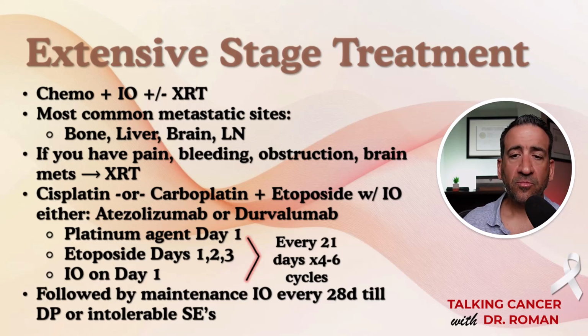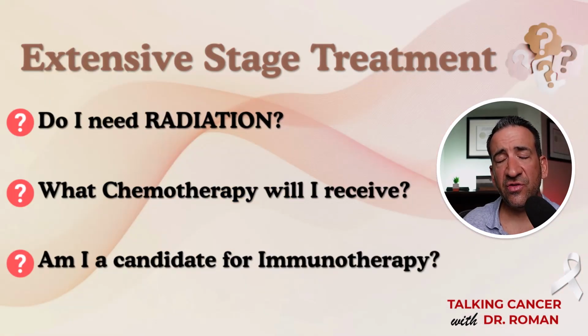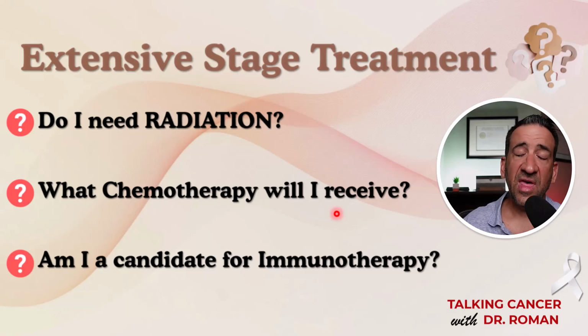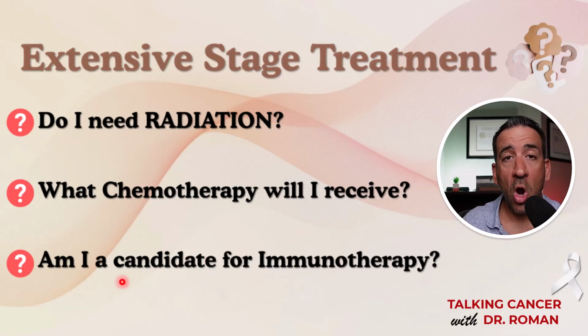All right. So if you have extensive stage small cell lung cancer, the questions to ask is, do you need radiation? Okay. Do you have pain, bleeding? Well, we already covered. What chemotherapy will you receive? Once again, chances are it will be cisplatin or carboplatin together with etoposide plus an immunotherapy if you're a candidate, and then you will remain on maintenance immunotherapy. So obviously ask the question, are you a candidate for immunotherapy? All right. The main reasons you might not be a candidate for immunotherapy is if you have connective tissue disorders, like if you have lupus or scleroderma.